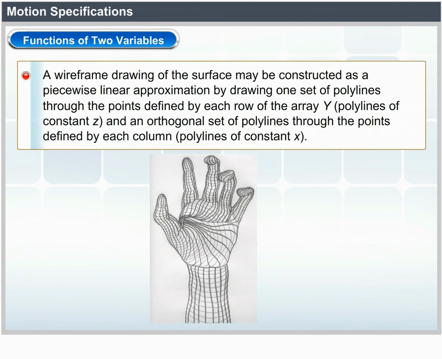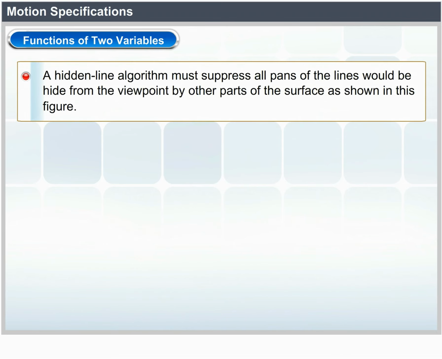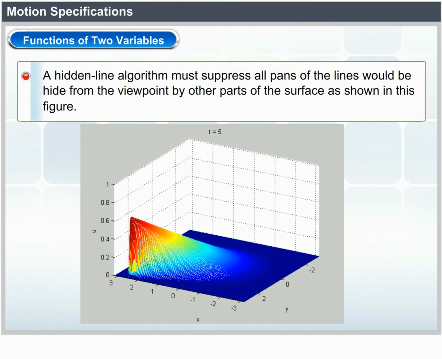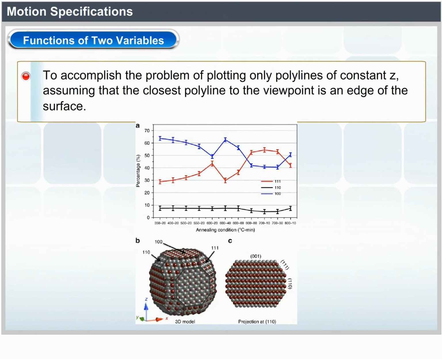A wireframe drawing of the surface may be constructed as a piecewise linear approximation by drawing one set of polylines through the points defined by each row of the array y, polylines of constant z, and an orthogonal set of polylines through the points defined by each column, polylines of constant x. A hidden line algorithm must suppress all parts of the lines that would be obscured from the viewpoint by other parts of the surface, as shown in this figure. To see how we might accomplish this, first consider the problem of plotting only polylines of constant z, assuming that the closest polyline to the viewpoint is an edge of the surface.